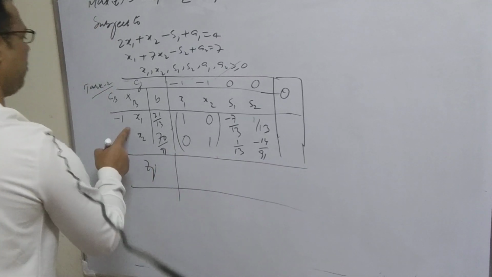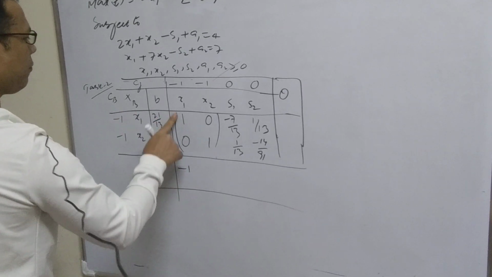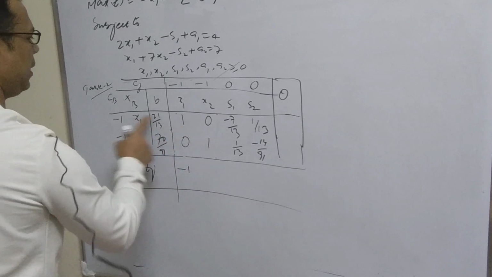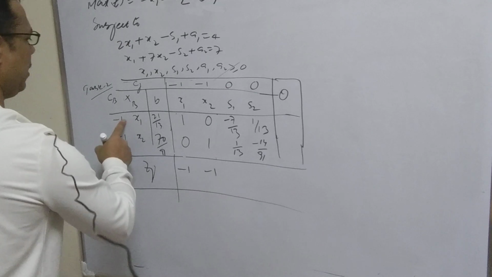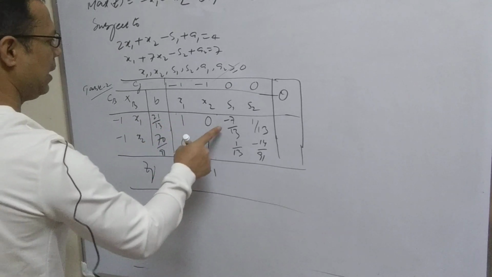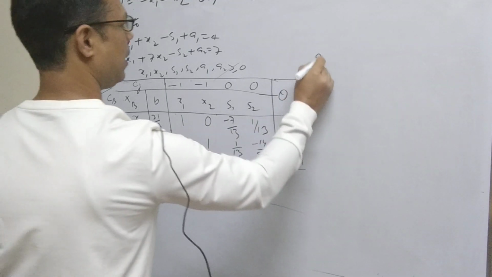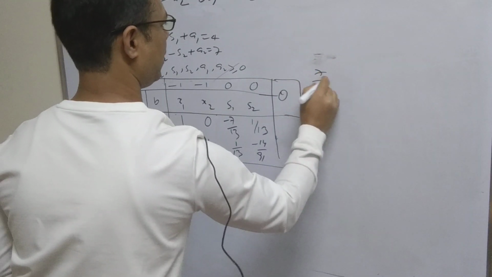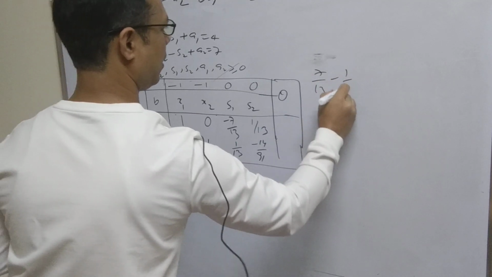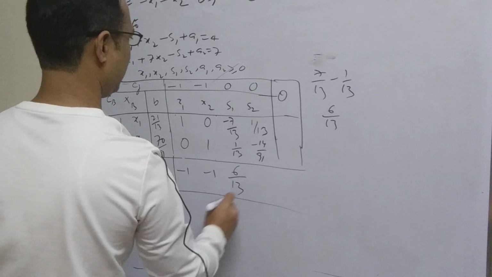Zj is nothing, you need to multiply this value by this value. So minus 1 into 1, minus 1, minus 1 into 1, minus 1, 0. Here 0, here minus 1. Minus 1 into minus 1 into 1, minus 1, this one 0. This one 0, this one minus 1. This one plus 7 by 13. Here 7 by 13 minus 1 by 13. It means 6 by 13. So you need to write here 6 by 13.